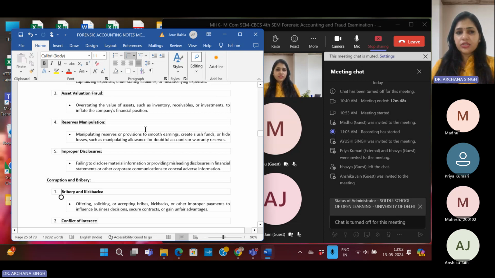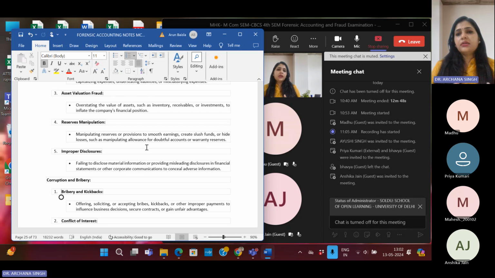the company's financial position. Then reserves manipulation: manipulating reserves or provisions to smooth earnings, create slush funds, or hide losses, such as manipulating allowance for doubtful accounts and warranty reserves. They can manipulate the reserves and provisions, and they fail to disclose material facts, which provides misleading disclosures related to financial statements or other corporate communications to conceal adverse information.